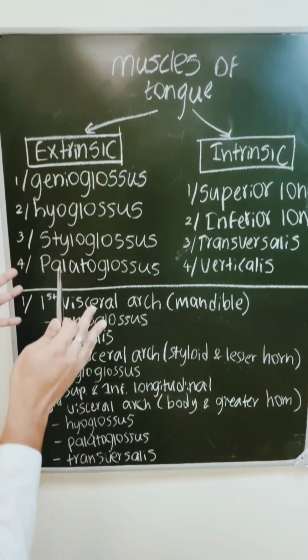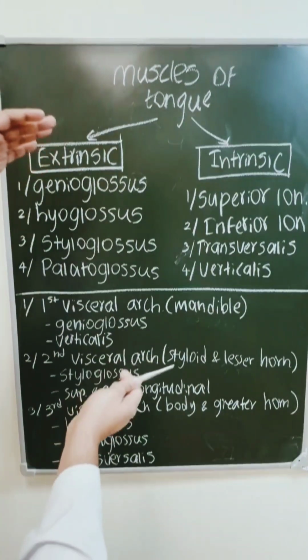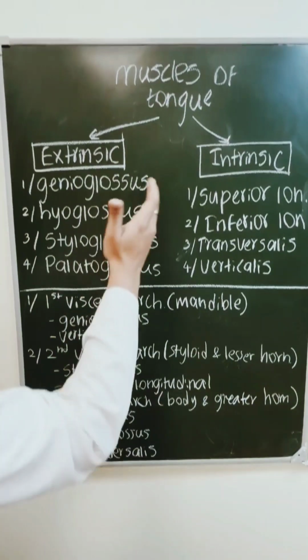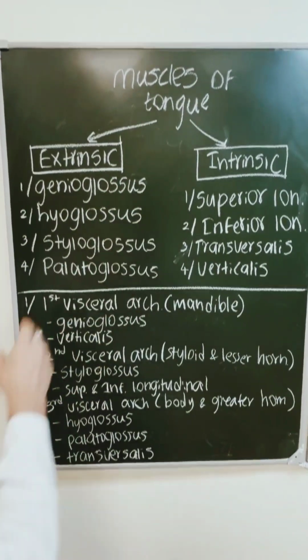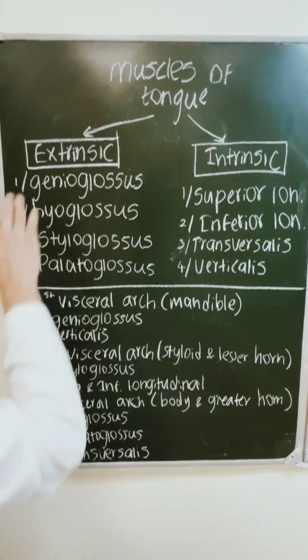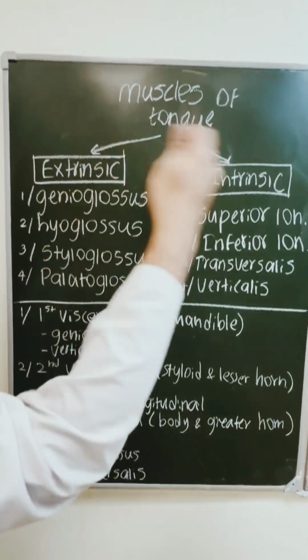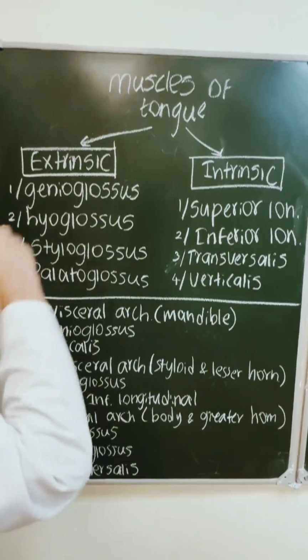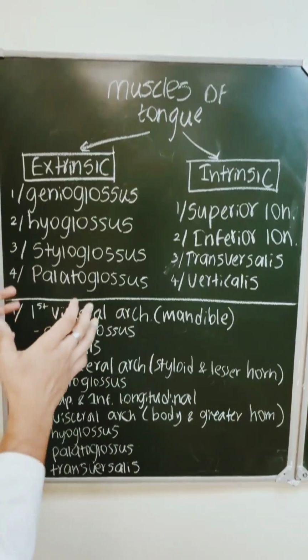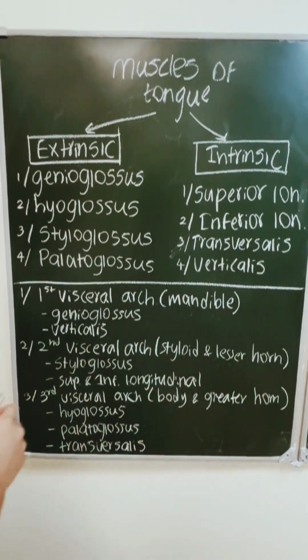Now we'll come to the muscles of the tongue, and there are mainly two ways that we can classify them. The first one is a basic one where we classify them as extrinsic and intrinsic. Extrinsic means those muscles have connections outside of the tongue, and intrinsic means they are muscles embedded within the body of the tongue, so they don't have any connections outside of the tongue.